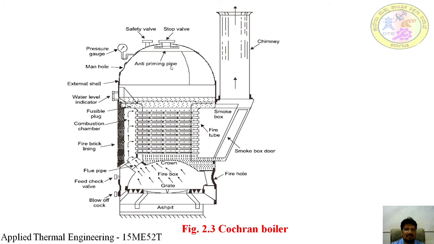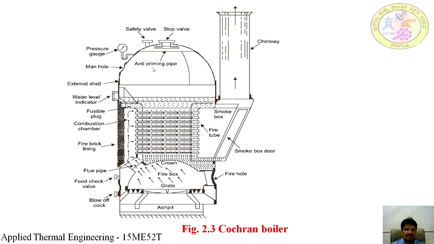Anti priming pipe. Here the steam will be stored. Once the water is evaporated and converted into steam, the steam is collected at the top of this hemispherical shape of the drum. The function of the anti-priming pipe is to convert any wet particles of the steam, or any saturated steam, into a superheated steam, which is completely dry.